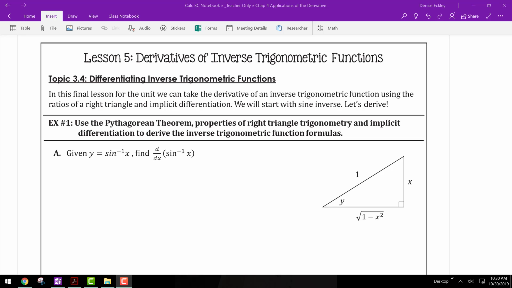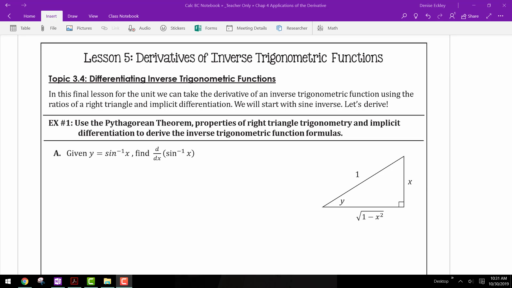The reason why we're going to derive them is because they're not intuitive. Like, it makes sense that the derivative of sine would be cosine, but why is the derivative of inverse tangent 1 over 1 plus x squared? So where does that come from? And it comes from the right triangle relationship.